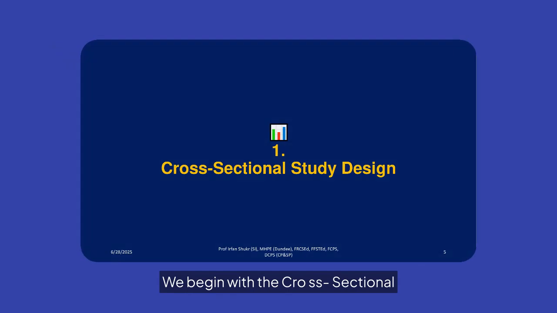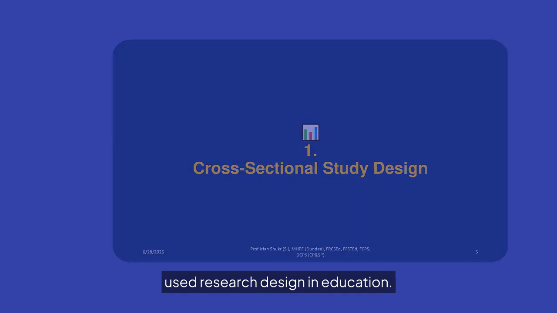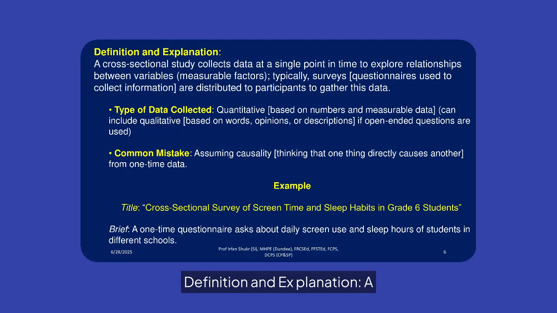We begin with the cross-sectional study design, the most frequently used research design in education. Definition and explanation. A cross-sectional study collects data at a single point in time to explore relationships between variables, measurable factors. Typically, surveys, questionnaires used to collect information are distributed to participants to gather this data. Type of data collected: quantitative, based on numbers and measurable data, can include qualitative, based on words, opinions, or descriptions, if open-ended questions are used.